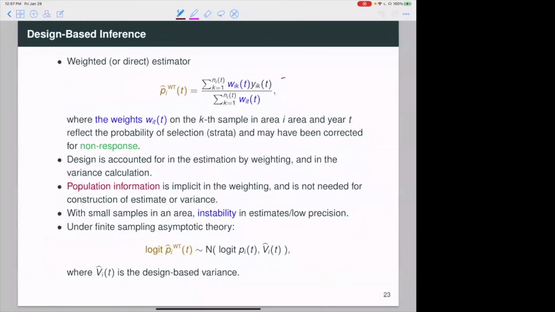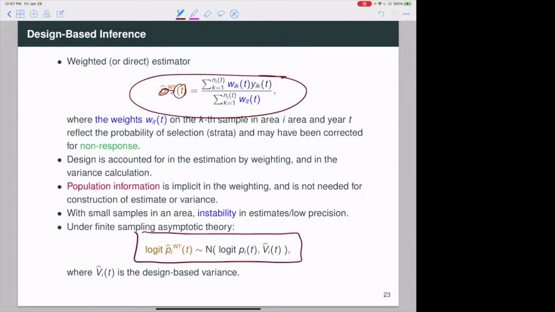So here's the weighted estimator, where i denotes area and t is year. And so we've got this asymptotic distribution, and then we can basically smooth it using a space-time smoothing model. That's the basic idea for smooth direct.